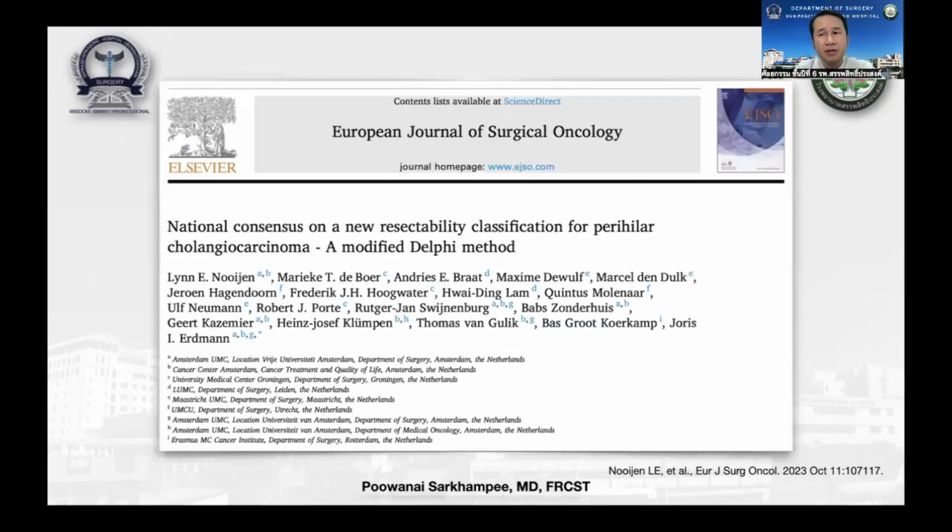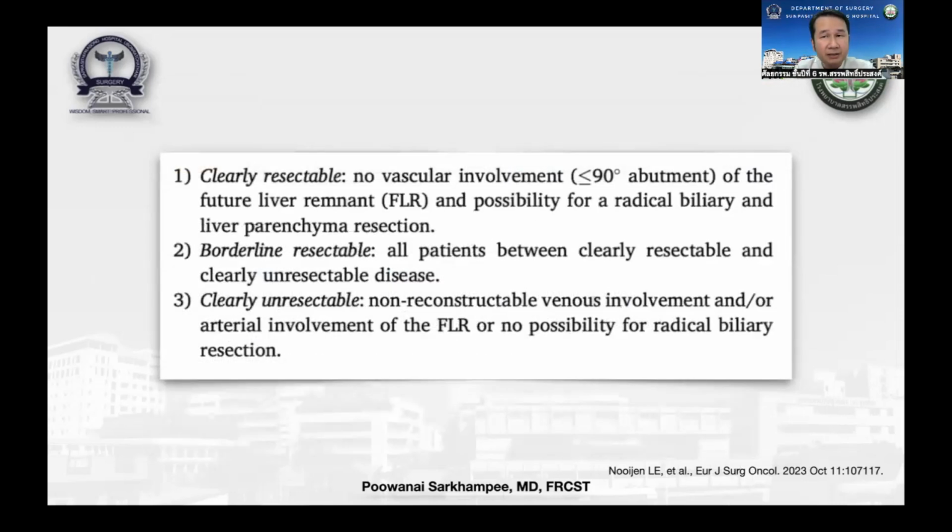I will show you some literature that talks about resectability. This is the paper from the Netherlands, which talks about the classification of resectability. They classify resectability into three groups: clearly resectable, borderline resectable, and clearly unresectable. This is the Netherlands group's classification.